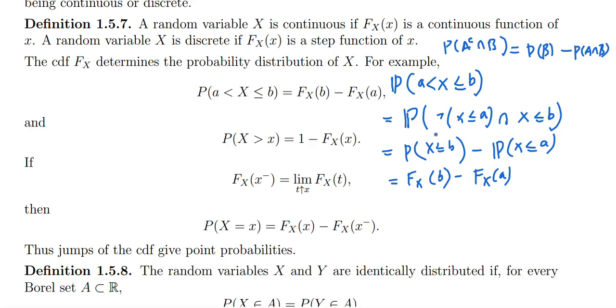All right. Probability X greater than x is 1 minus probability of X less or equal to x. So these probabilities are defined in terms of the CDF, and F X of x negative is the limit coming from the left. Then probability X equals x is F X of x minus F X of x coming from the left. Thus the jump of the CDF gives you the point probabilities.